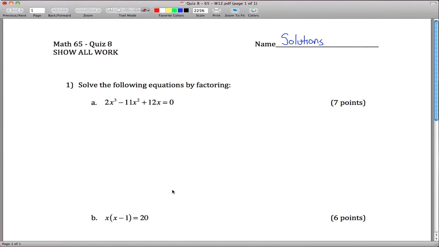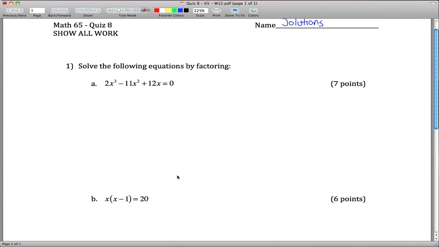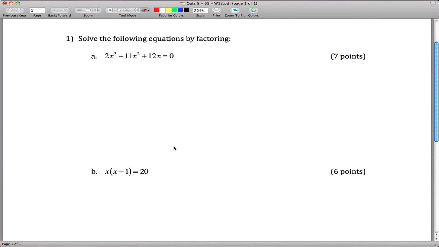Our solutions to quiz 8 for Math 65. We're asked to solve the following equations by factoring. Hopefully these will look very similar to the ones that were on the perfect problem for this week. This first one, let's see, it's already equal to 0.